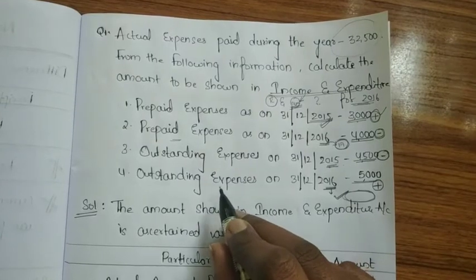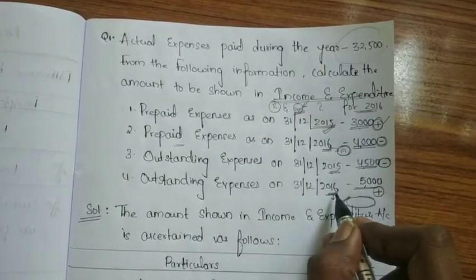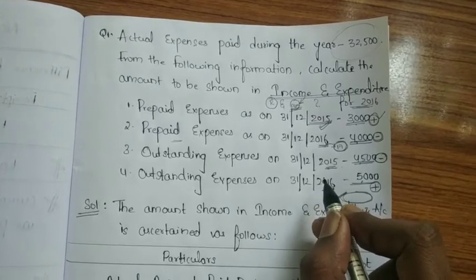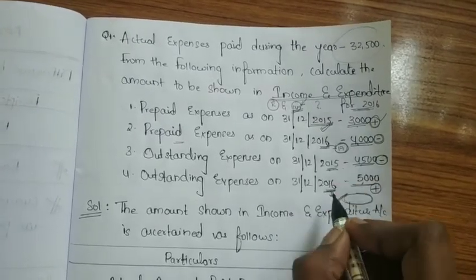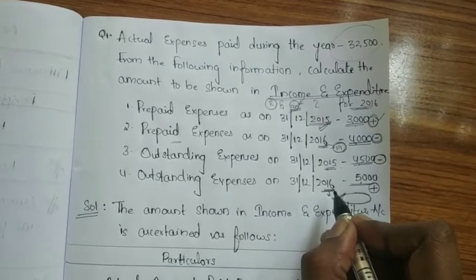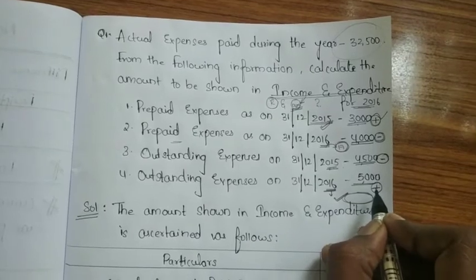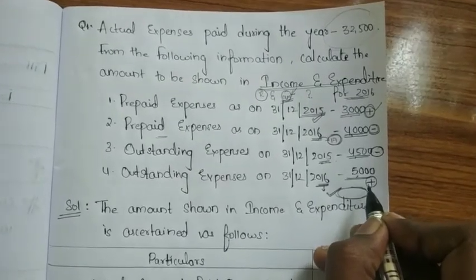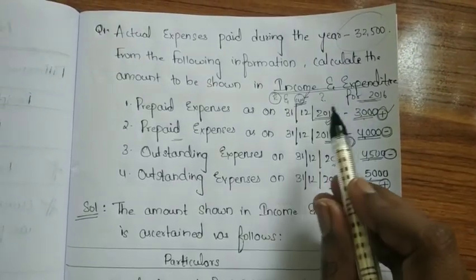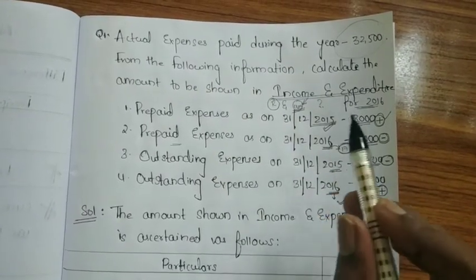And see the last point, outstanding expenses on 31/12/2016. The amount still to be paid was paid in 2016. That means these are the expenses related to the year 2016 and we are paying in 2016. So we have to consider this amount. So make sure you are thorough with these adjustments. Why? Because in future we have to do so many adjustments like this.